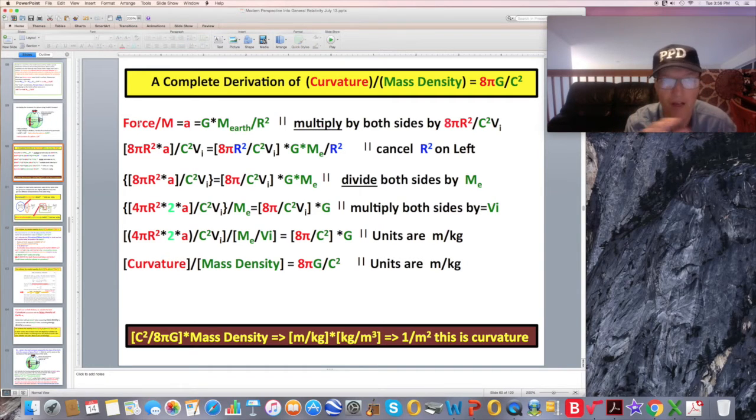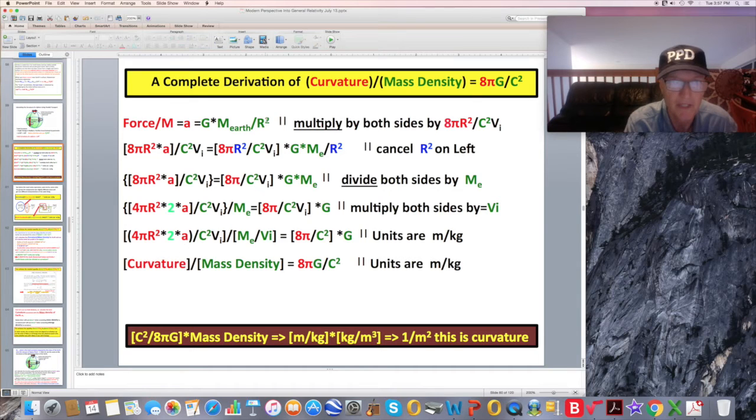So you multiply both sides of the expression above, which we know is true, by 8 pi r squared divided by c squared divided by the initial volume. And we get the next expression. Now, you notice I have multiplied by r squared on the left here, 8 pi r squared divided by so and so. And we started out with an r squared on the bottom, so there's 2 r squareds, one on the top and one on the bottom. We can cancel that sucker, so that's the next step. Cancel the r squareds on the left. And you haven't changed the equation, so it's still true.